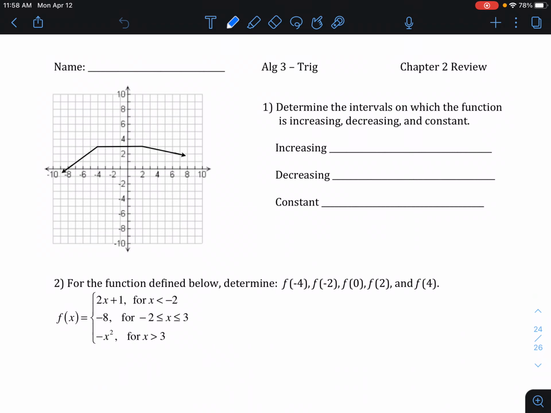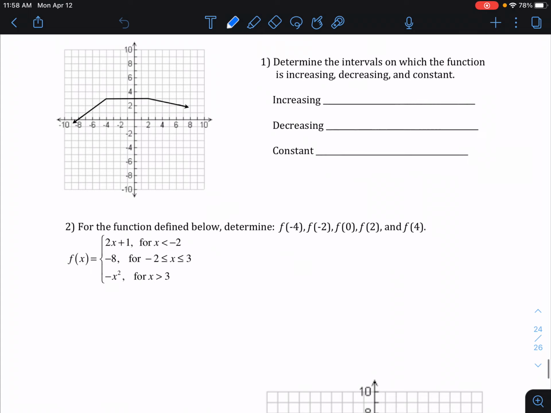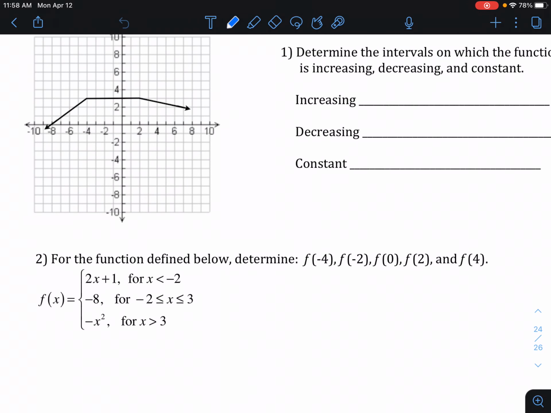So in number 1, we want to determine the intervals on which the function is increasing, decreasing, and constant. Increasing is going up from left to right, decreasing is going down, and constant is the horizontal portion. So for the increasing part right here, we name the interval. It is going to the left forever, if you look at the arrow, so that would be negative infinity. And it stops here, where you name the x coordinate that it stops at, which is negative 4. Please make sure to put a bracket with that to include the 4.